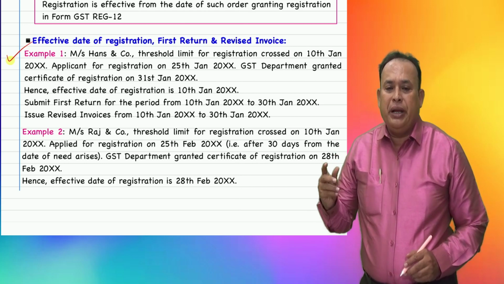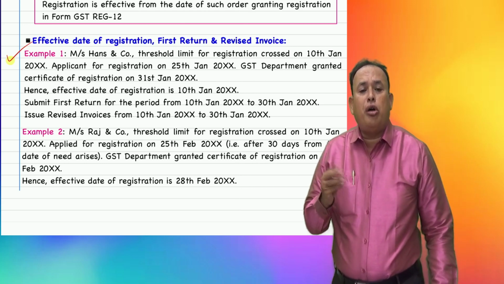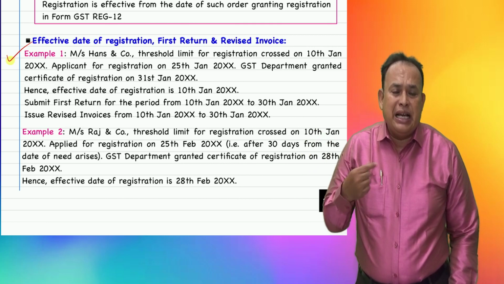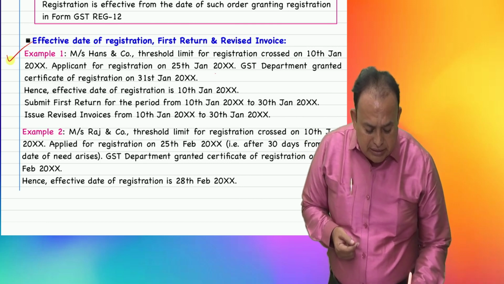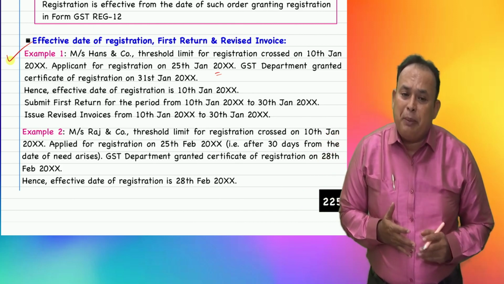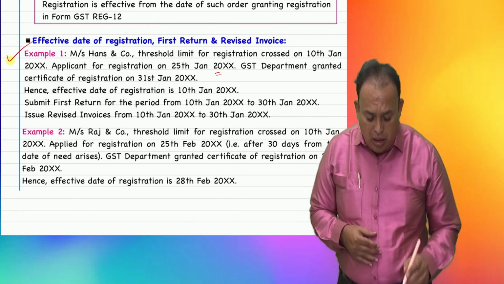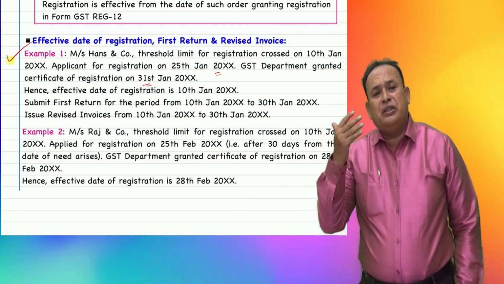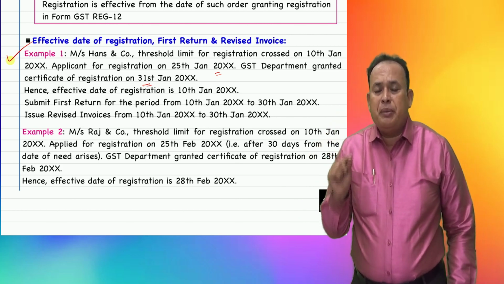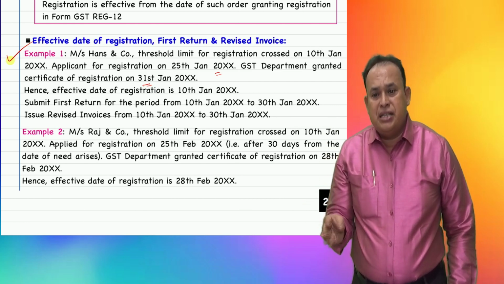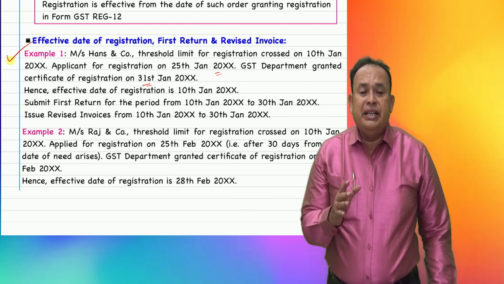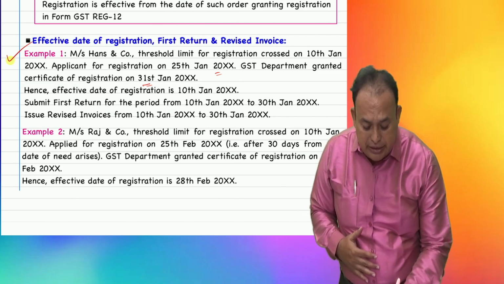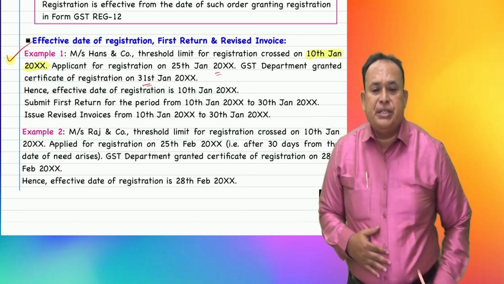Mrs. Hans and Company crossed the threshold limit for registration on 10th January. They applied for registration on 25th January. The GST department granted the certificate of registration on 31st January. Now, did they apply for registration within 30 days from the date the need arose? Yes, sir. In that case, the effective date of registration is the date on which they crossed the threshold limit, namely 10th January.